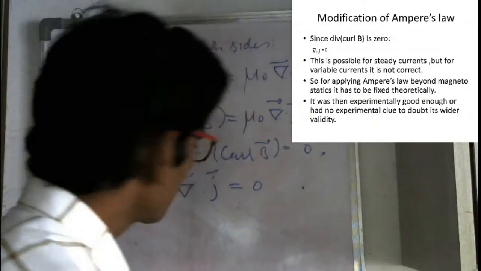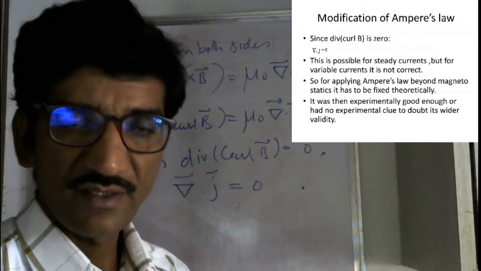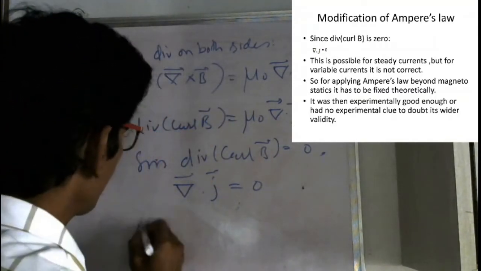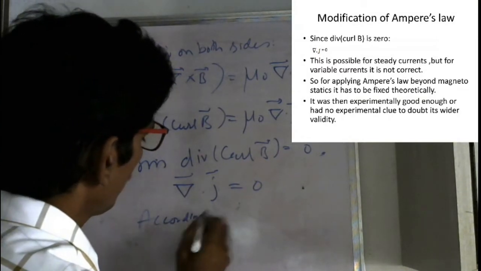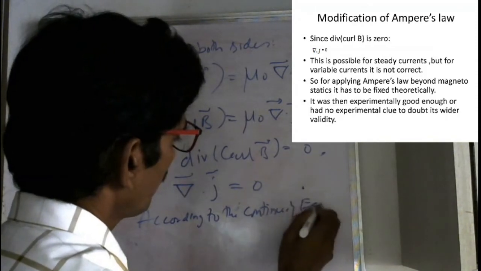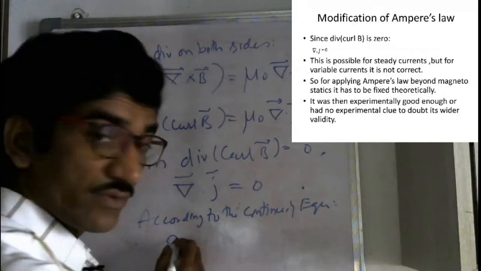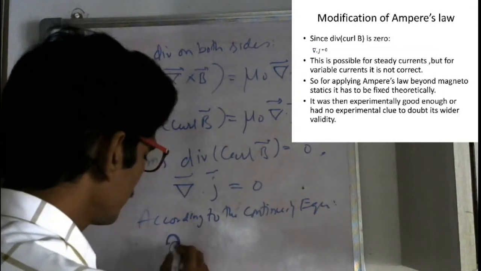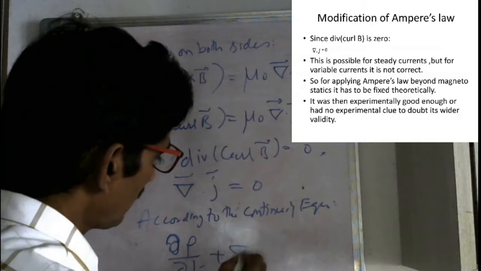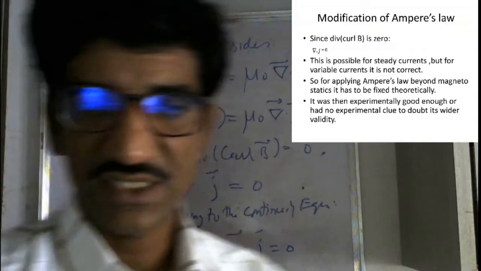Just now we have seen that we have the continuity equation in electrodynamics. What is that? According to the continuity equation, what is the continuity equation? Dou rho by dou t plus del dot j is equal to 0.